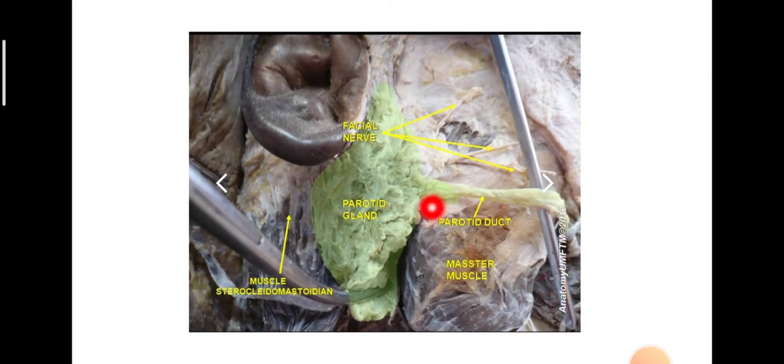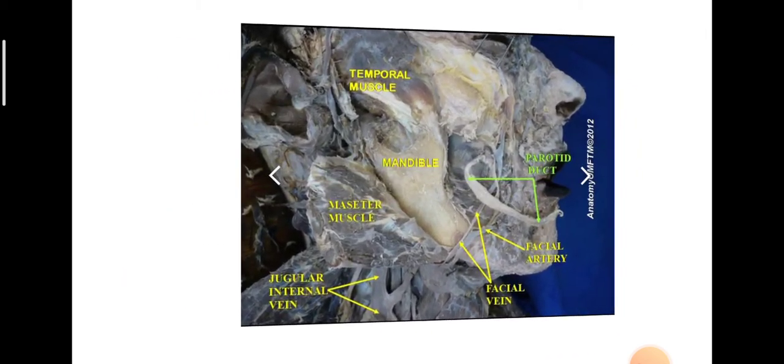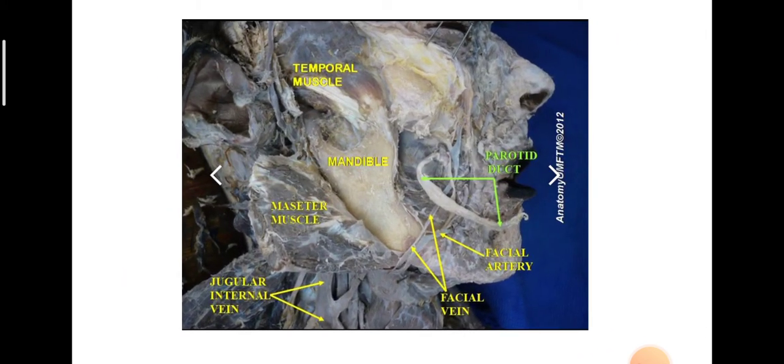That's the parotid duct. Draw a line from the lower aspect of the tragus to midway between the nasal ala and the upper labial margin, and the mid third of the line is the surface marking for the parotid duct.